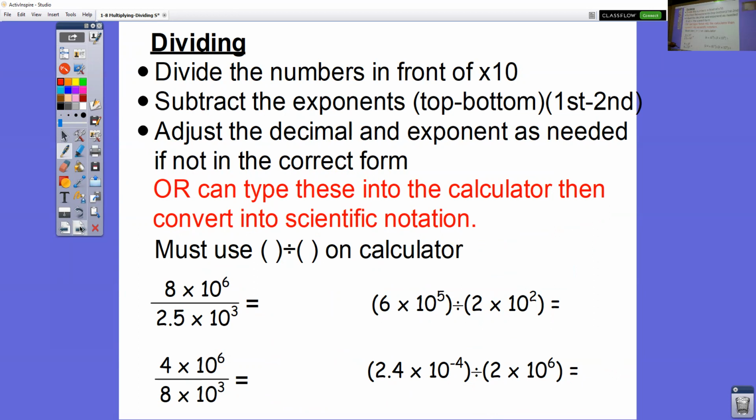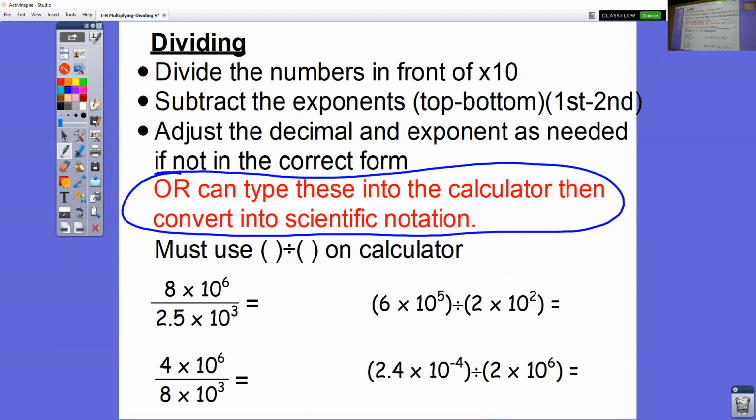The biggest thing here, there are rules that you could follow. You could divide the numbers in front of the times 10 and then subtract your exponents, but then you're going to have to adjust to make sure that it's in the correct form. I would not do it that way. The way that I would do this is to type it right into the calculator and then convert it into scientific notation.